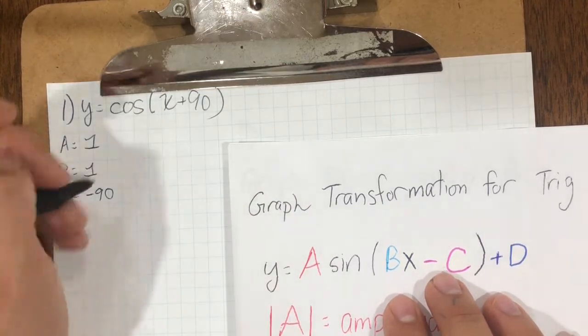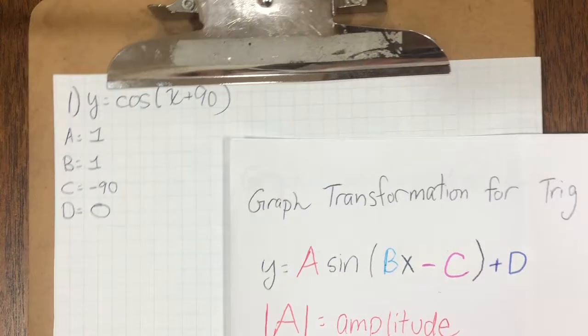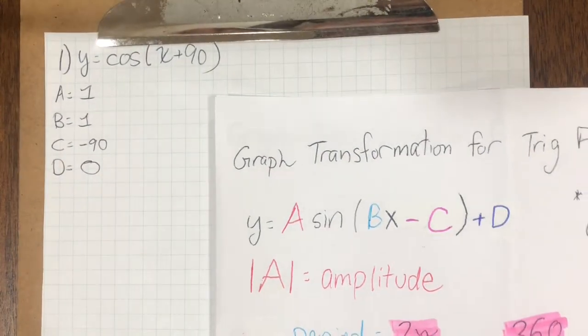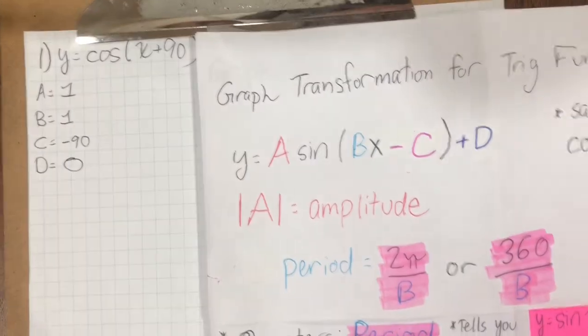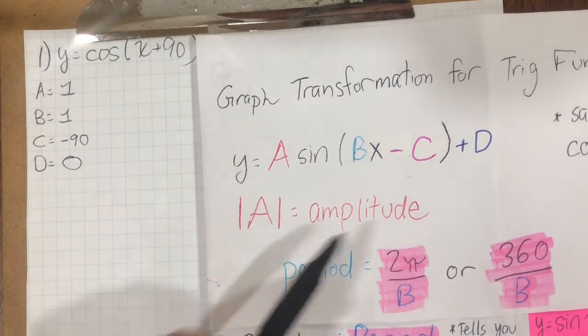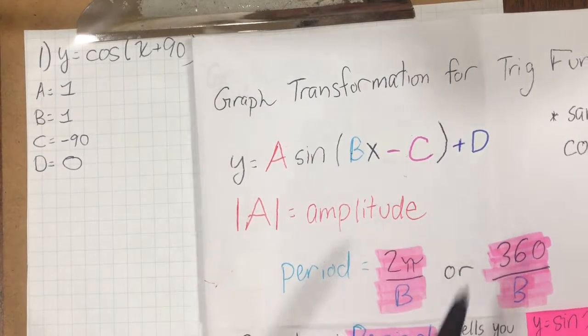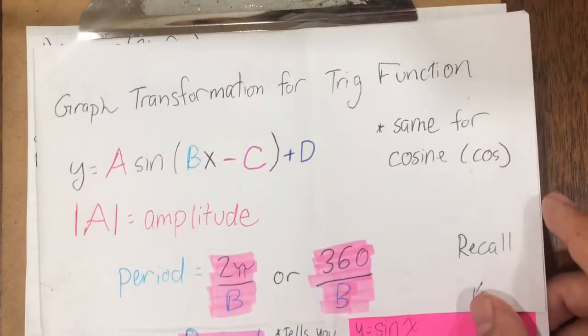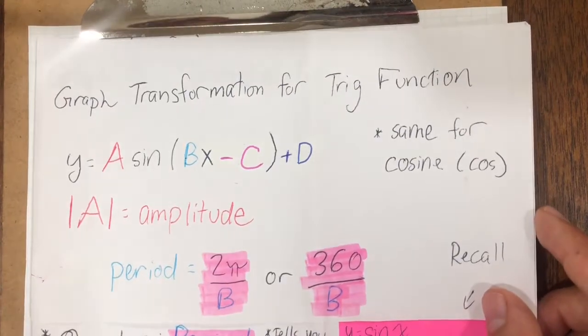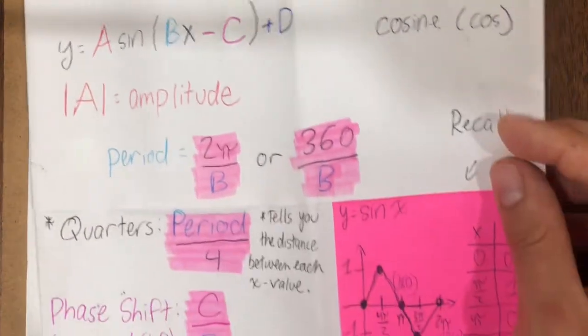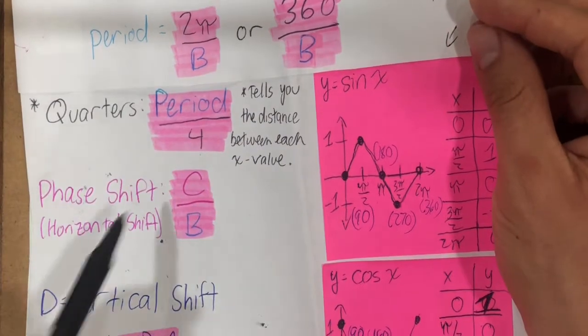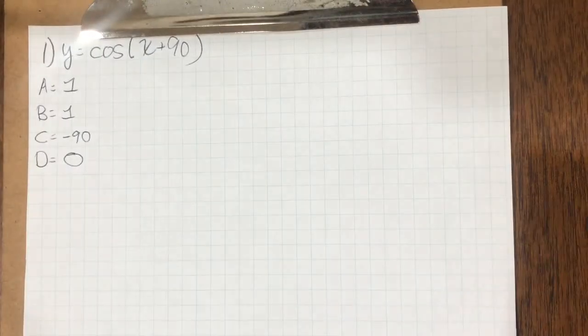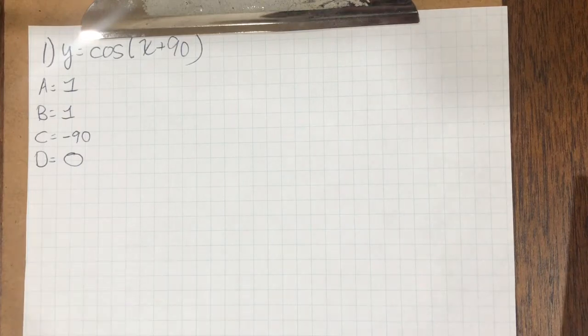So my number for D is going to be 0. Now, if we take a look at number 1, we only have one kind of transformation, based on whatever C applies to. If we look at the reference sheet over here, we see that C is applied for the phase shift. So the only change I'm going to have is the phase shift. So let's figure that out.